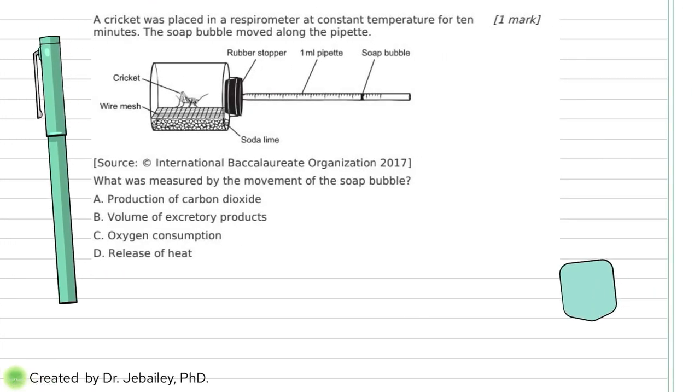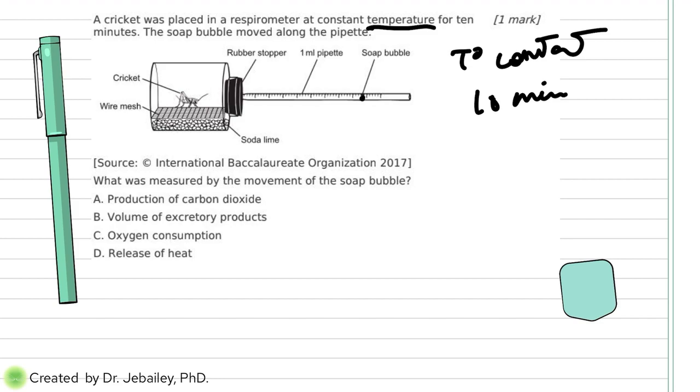Now the cricket was placed in a respirometer. Now, the respirometer, as you can see, is this whole thing here, right? All of this is the respirometer, in which we're measuring the rate of cell respiration, okay? Now, they kept it at a constant temperature, so the temperature is not changing, and they did this for 10 minutes, and the soap bubble moved along the pipette.